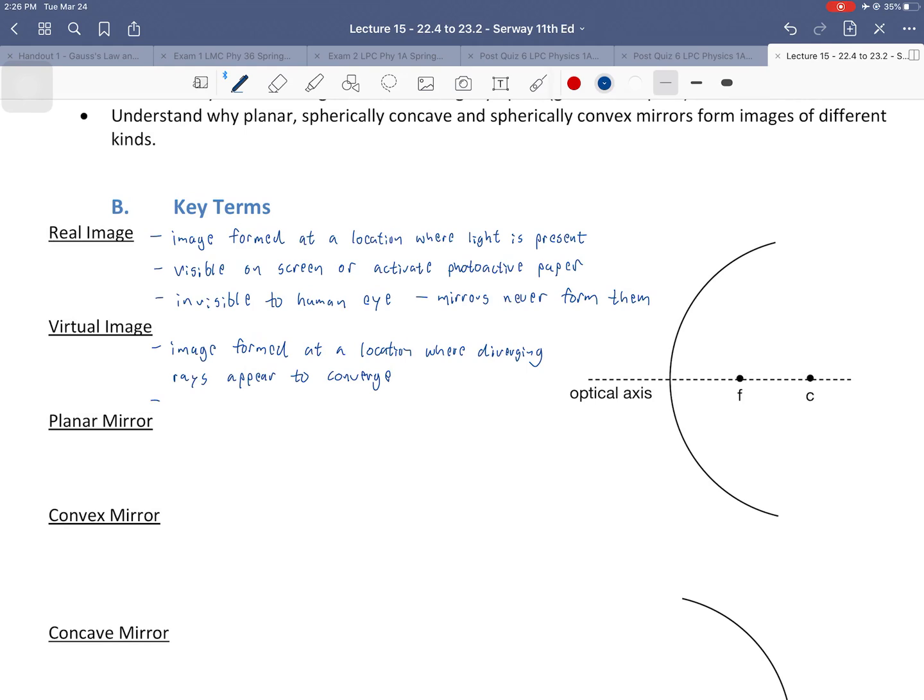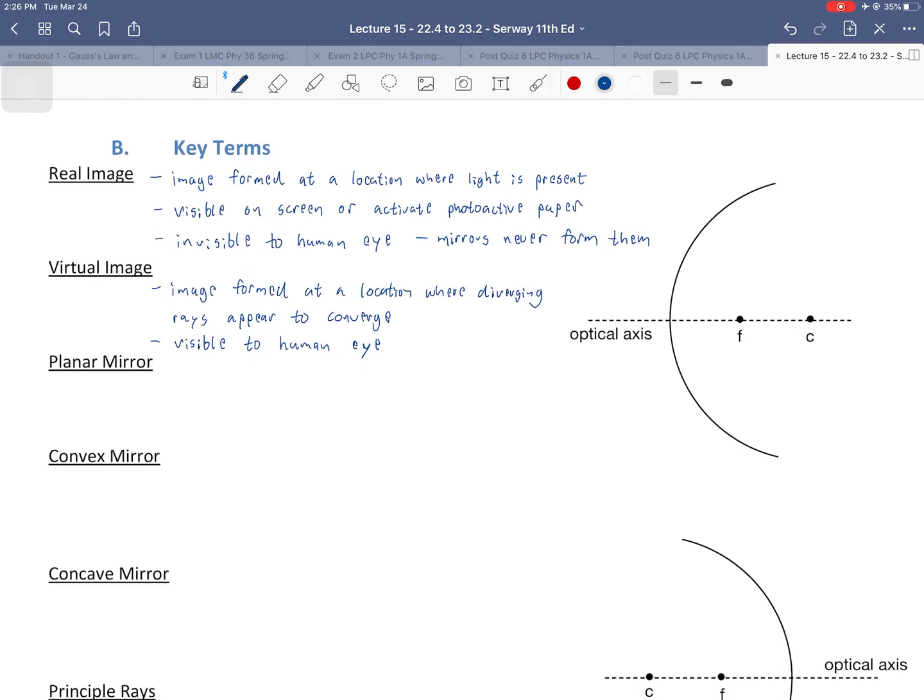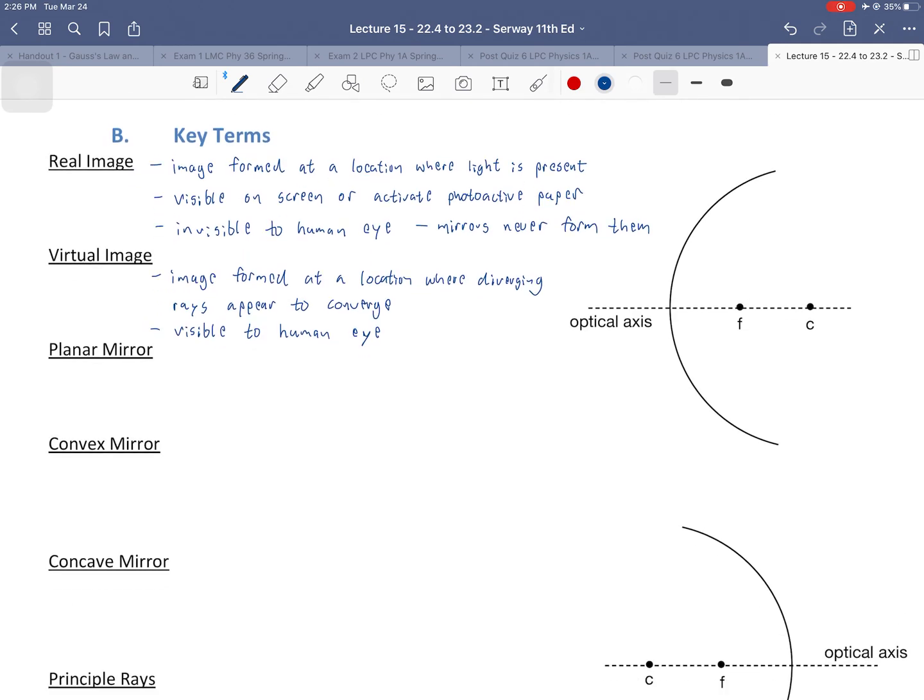And virtual images are the only type of image that can be seen by the human eye. So visible to the human eye. And I know that seems strange at first, that the human eye can only see virtual images and can't see real images. That's just due to the fact that our eye has its own lens, and so we can cause diverging rays to focus on our retina, and that's what we see. But we never actually see the location where light has already converged at a single point, because there would be nothing for the lens of our eye to do with that light that has already been focused at a single point.